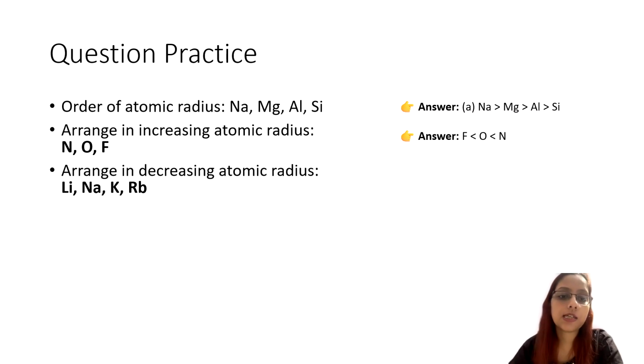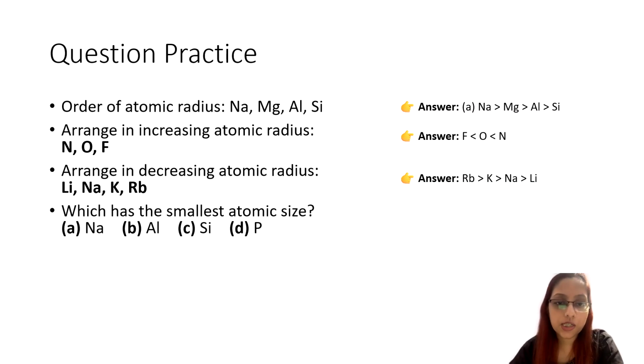Next question is to arrange in decreasing atomic radius lithium, sodium, potassium and rubidium. Here we have to arrange them in decreasing atomic radius. These elements are in group 1, and as we go down a group, the atomic size increases because electron shells are added and because of the shielding effect. So the correct answer is rubidium greater than potassium, which is greater than sodium, which is greater than lithium.